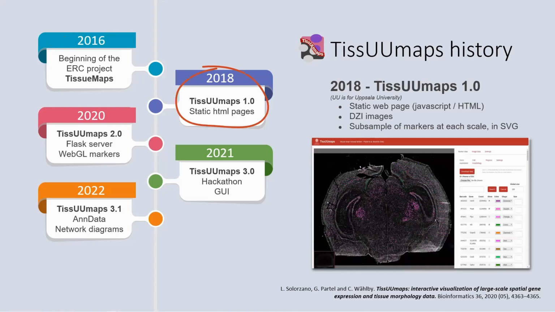In 2018, the development of TissUUmaps started really, and we had a first version developed mainly by Leslie Solorzano and Gabriele Partel, and you can find the first publication about TissUUmaps at the bottom. The idea here was to have a web page where you could load static images. So you had to convert your images into a special format to display. And then you could display CSV markers on top, and everything was in SVG format. So it was pretty slow, but already looking pretty much like the TissUUmaps that we have today. If you look at the capture on the right, it's very similar to what we can use today.